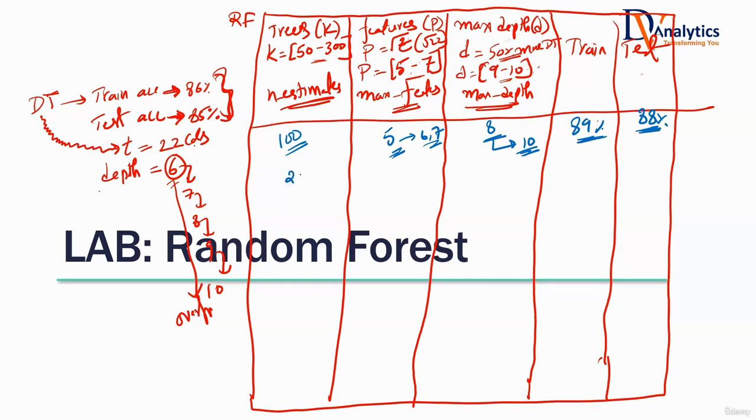N estimate is 250, not bad. It's safe to be giving us a higher value. Max feature 7, that is not bad. Max depth 10, this looks good. This also looks good. This also looks good, very near to the optimal values.